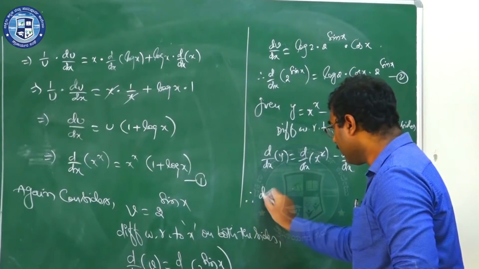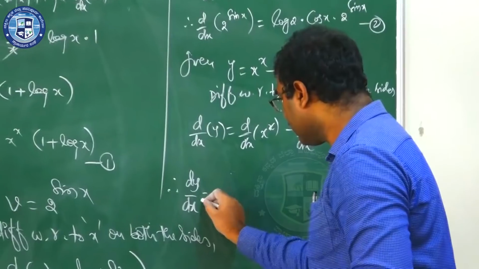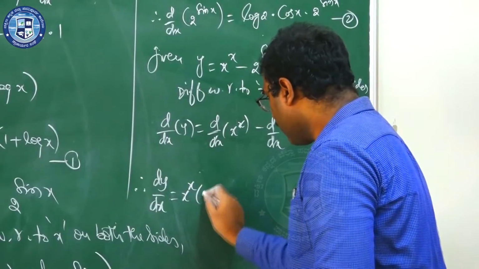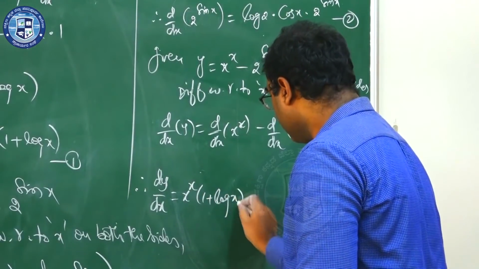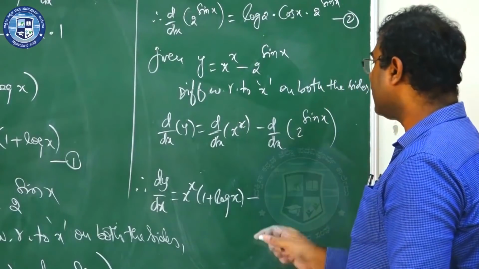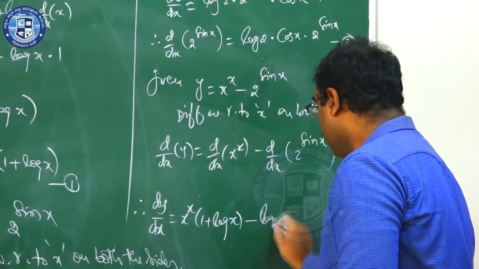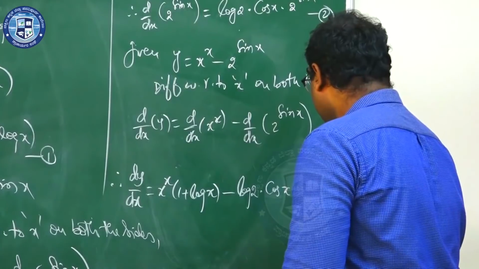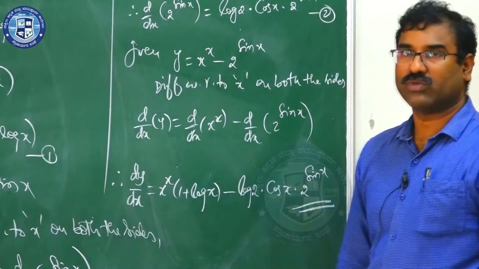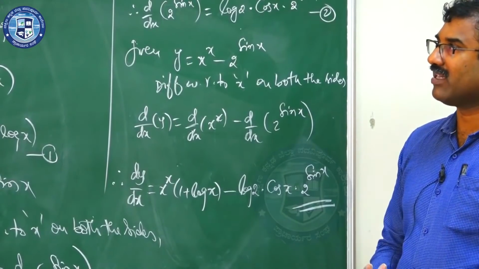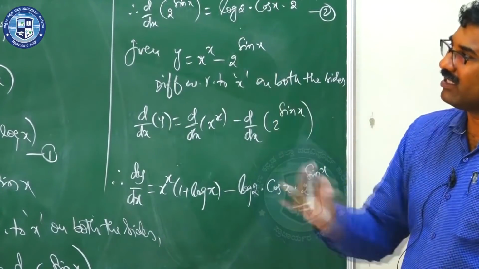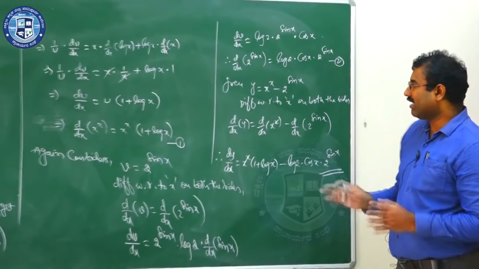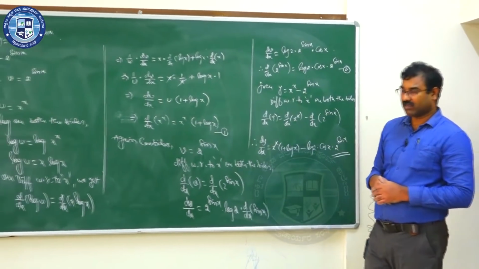Therefore, dy by dx is equal to d by dx of x power x, which is x power x into 1 plus log x, minus d by dx of 2 power sin x, what we got from 2, log 2 into cos x into 2 power sin x. Okay, so like this we have to give the answer. This type of models are 5 mark questions. Okay, it's a simple one. x power x, 2 power sin x are simple functions here. Likewise, we will get 5 mark questions.